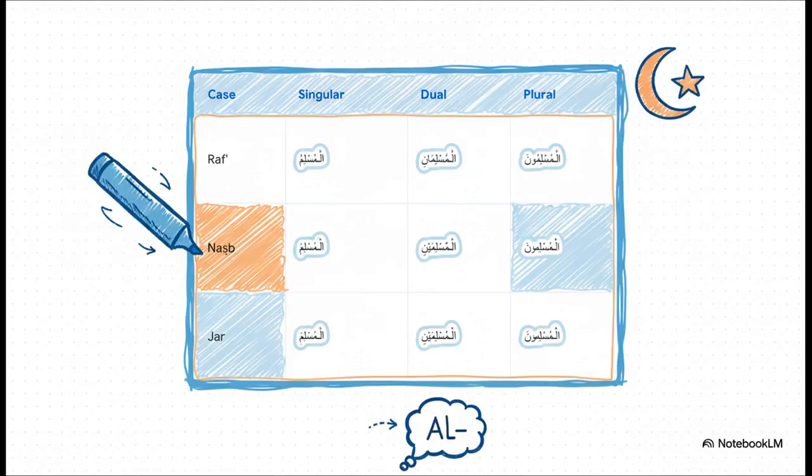And now, check this out. This is the definite or ma'rifa version. We've added al to the front. Now look at that singular column again. What happened? The tanween is gone. It's now al-muslimu, al-muslima, al-muslimi, just single vowels. Notice the dual and plural forms are the same. That's because they never had tanween in the first place.